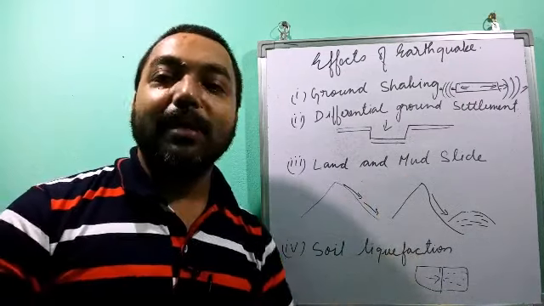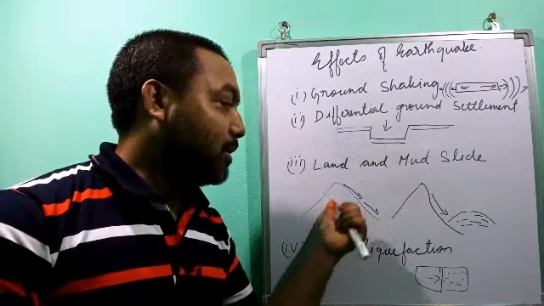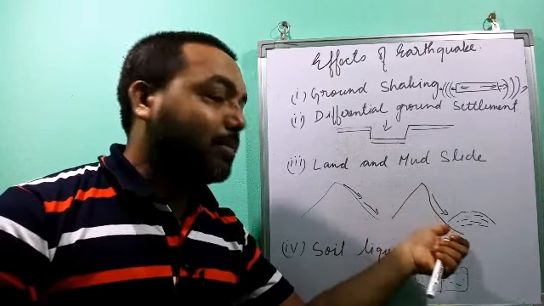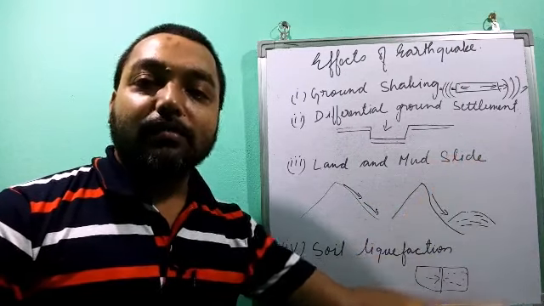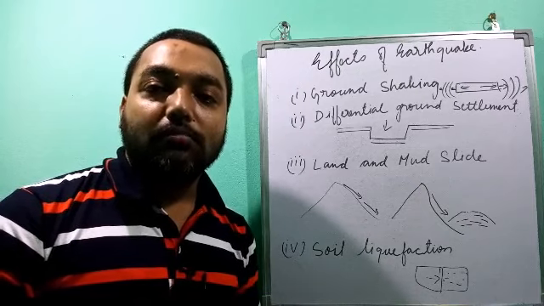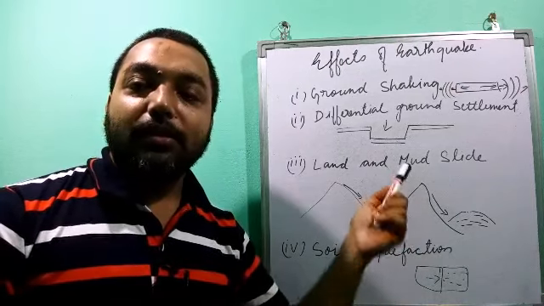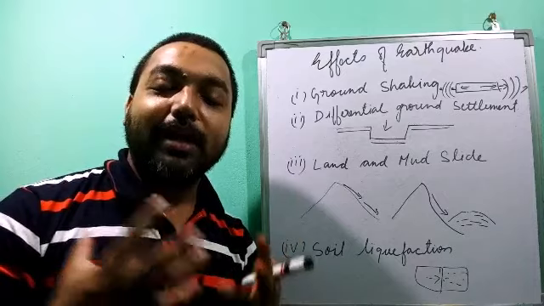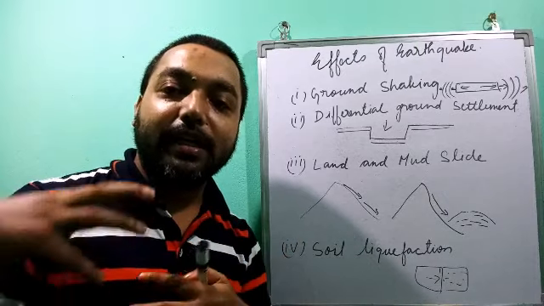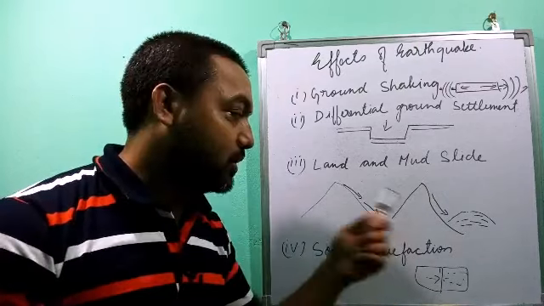Next is landslide and mudslide. So somewhere it is a mountainous area, a certain part may cut and come down due to earthquake. So a huge land area may come down, or the little bit muddy area may slide down. So this may happen.